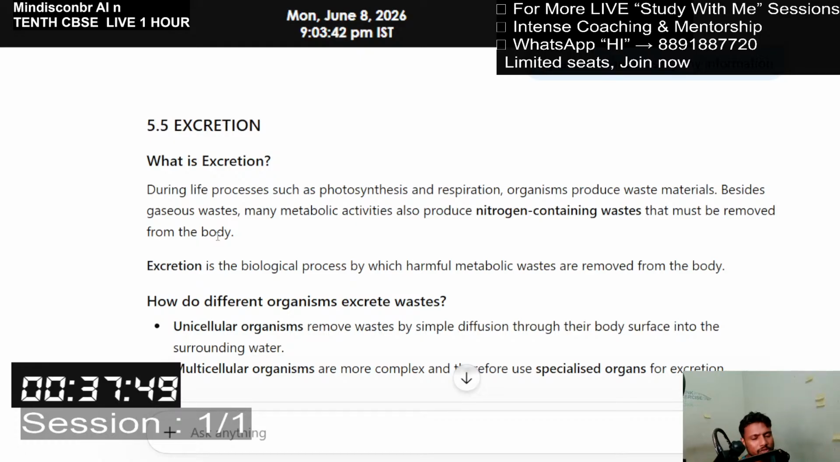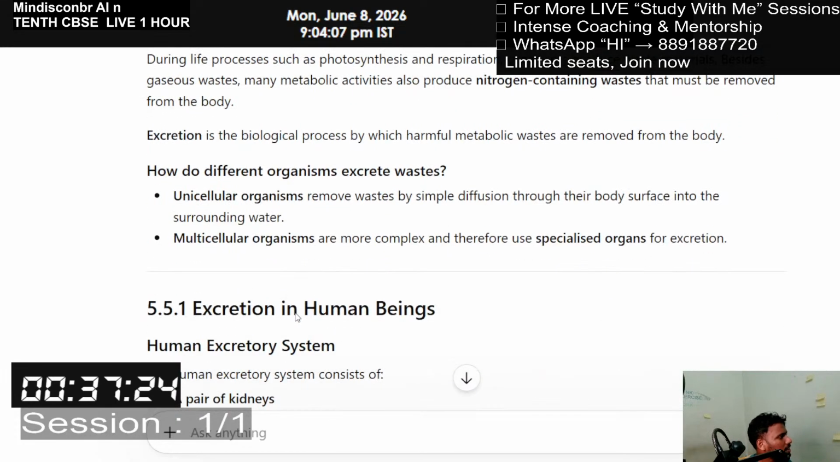So, besides the gaseous wastes, metabolic wastes are also produced. These metabolic wastes are nitrogen containing wastes that must also be removed from the body. Excretion is the biological process by which harmful metabolic wastes are removed from the body.